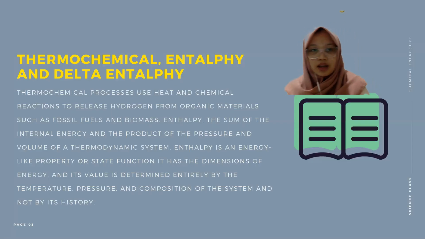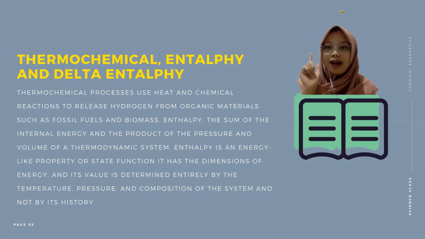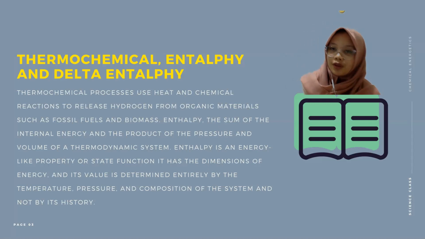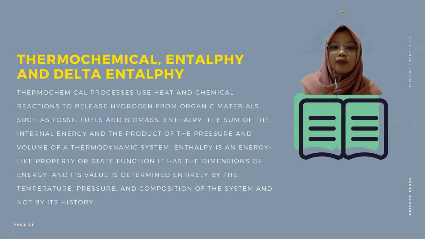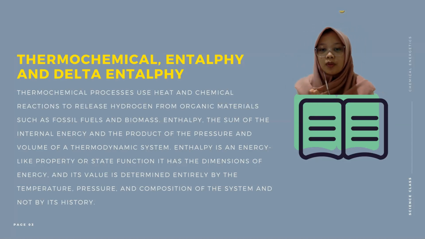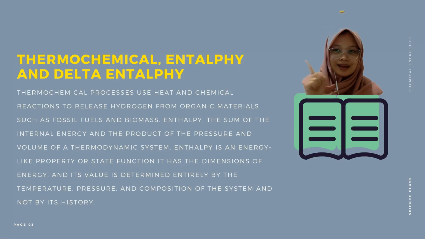In chemical energetics, there are thermochemical and enthalpy and delta enthalpy. What is that? Thermochemical processes use heat and chemical reactions to release hydrogen from organic material such as fossil fuel and biomass. Enthalpy is the sum of the internal energy and the product of the pressure and volume of a thermodynamic system. Enthalpy is an energy-like property or state function. It has the dimension of energy and its value is determined entirely by the temperature, pressure, and composition of the system, and not by its history.